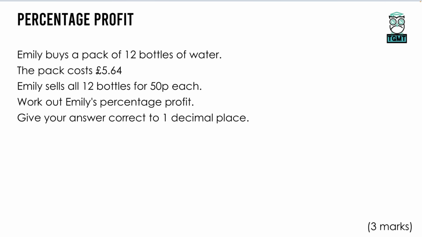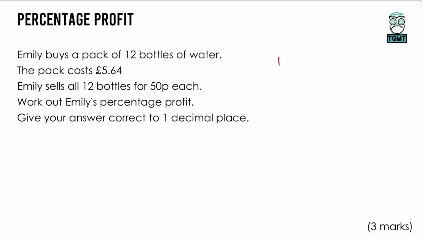Now for our next question, we are looking at some percentage profit. It says here, Emily buys a pack of 12 bottles of water. The pack costs £5.64. She sells all 12 bottles for 50p. Work out Emily's percentage profit and give your answer to one decimal place. So to start with, the original cost was £5.64.